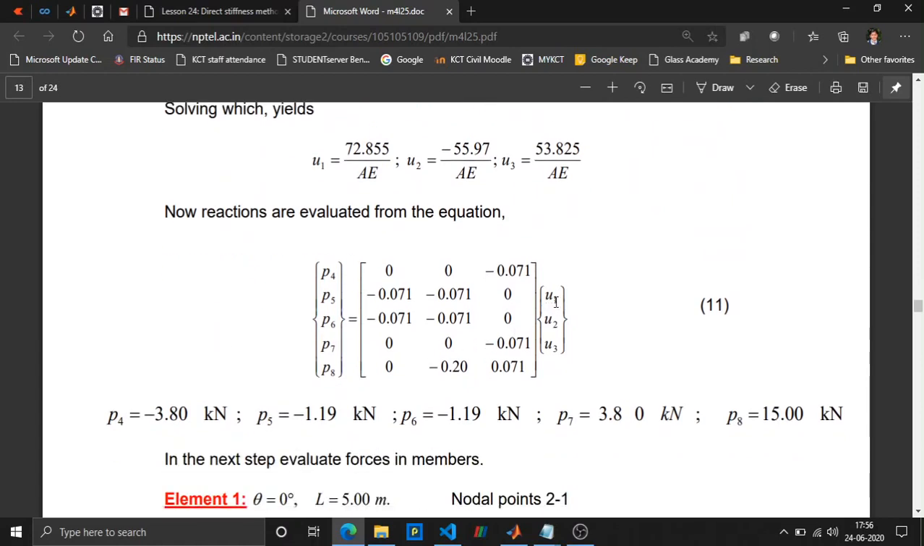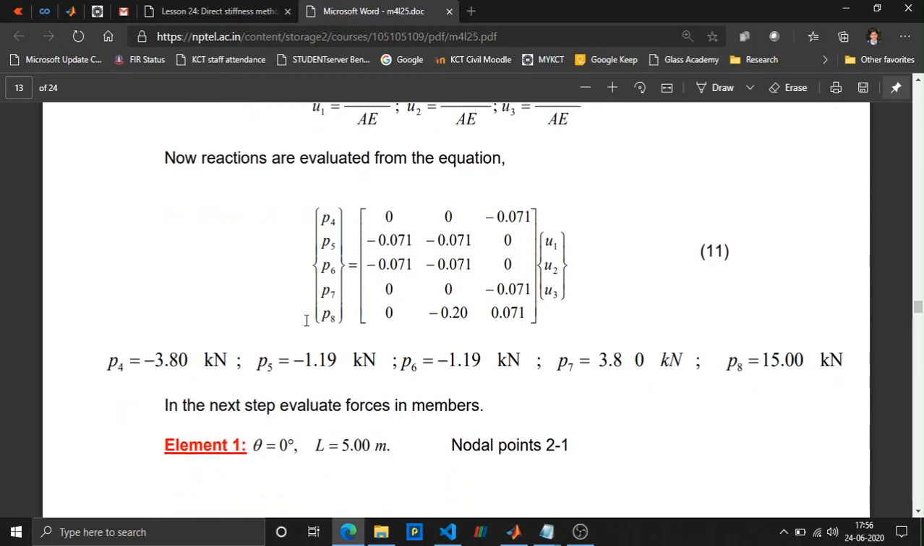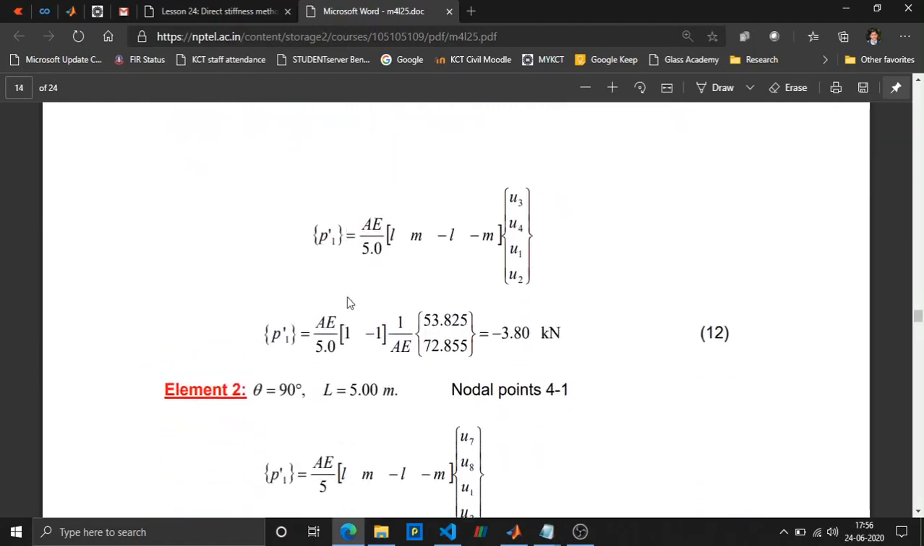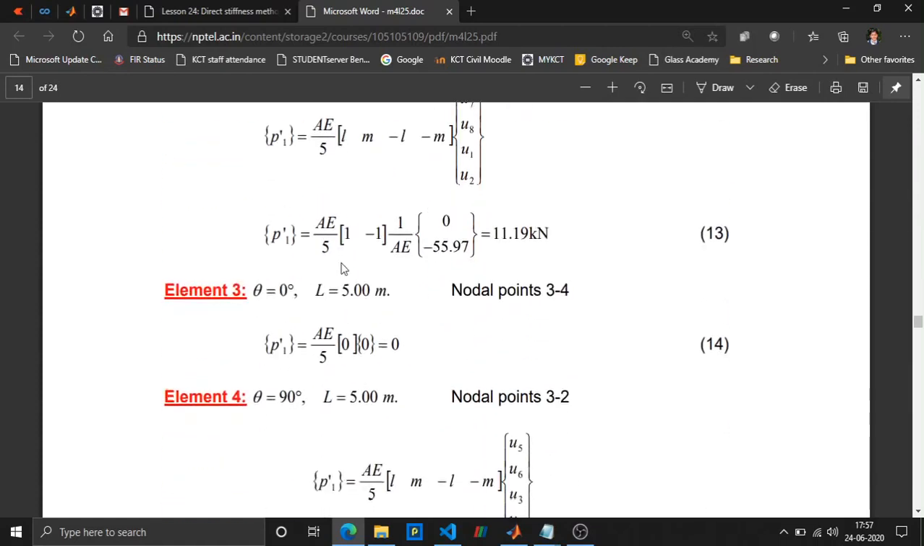So using the identified U values, we can find P values. Once we know the support reactions, we can find the member forces. From the tension test on mild steel, we know delta equal to PL by AE. That is a much familiar term for us. So this is similar to delta, and we have P, L, AE. And these l, m, minus l, minus m are used to resolve these displacements along the direction of the member's length. So using this expression, we can find the member forces.